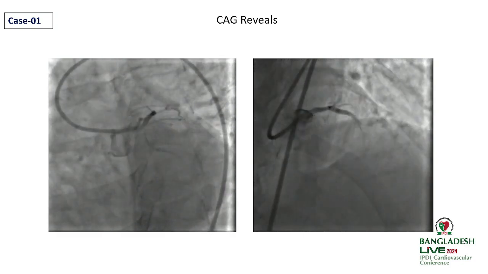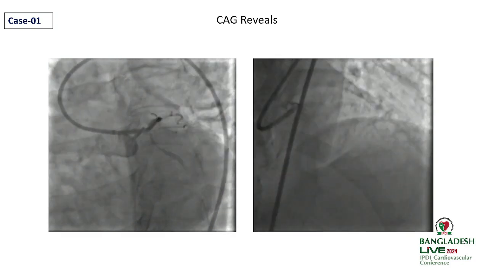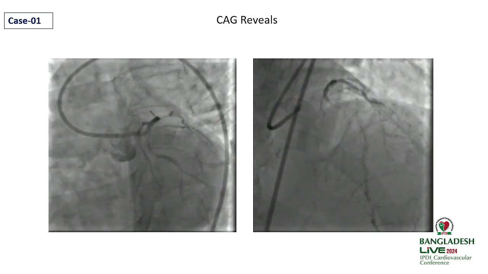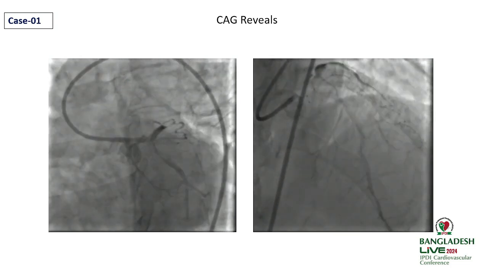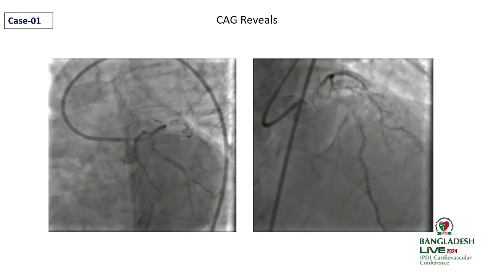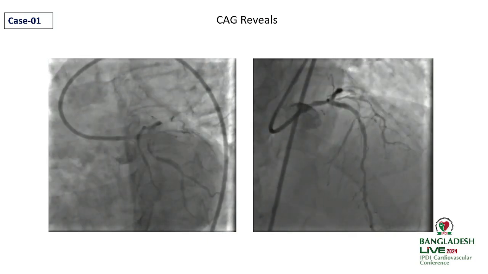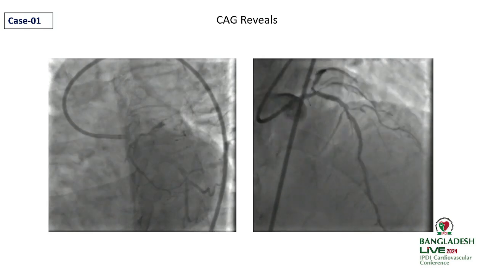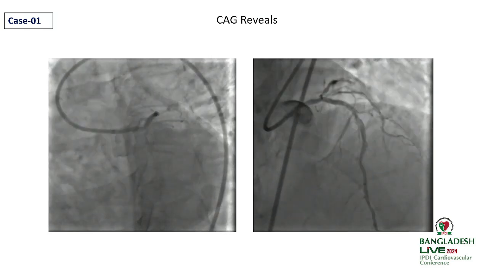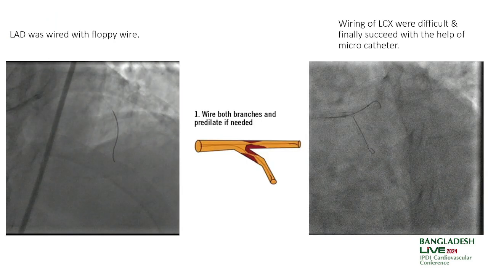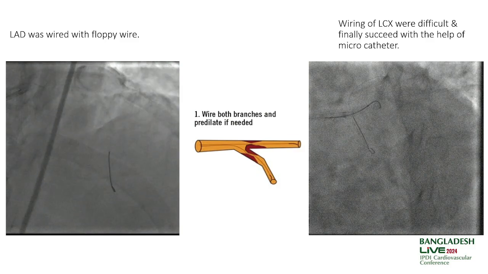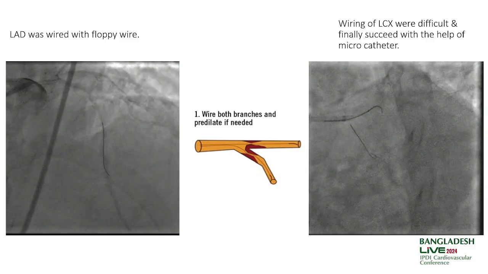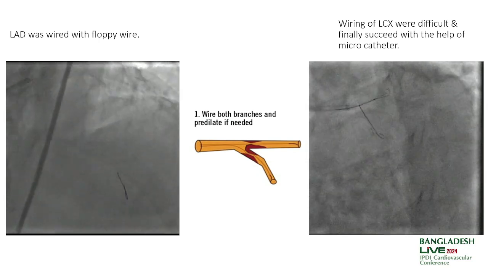My first case: this is the CAG showing a tight 99% stenosis in the ostial LCX covering the proximal part of the LCX. The distal left main is slightly tapered, and the LAD is also slightly tapered. So I decided to go for upfront bifurcation stenting. The first step is to wire both vessels.